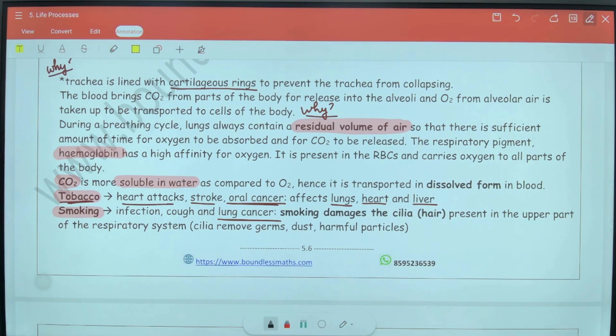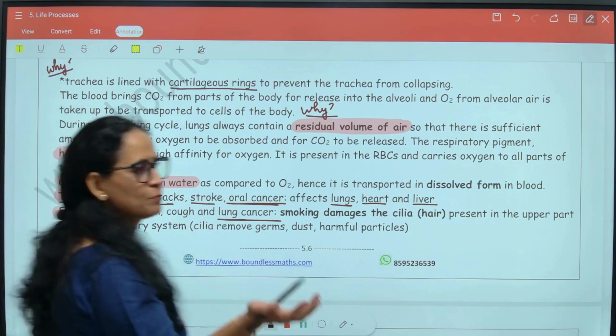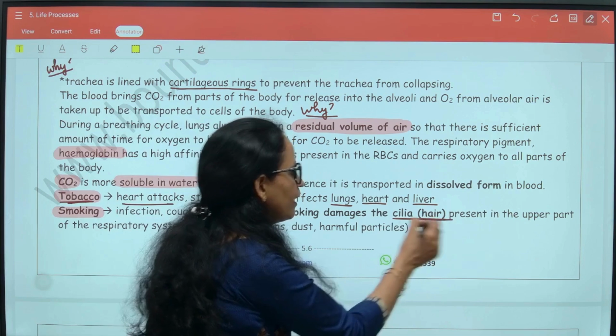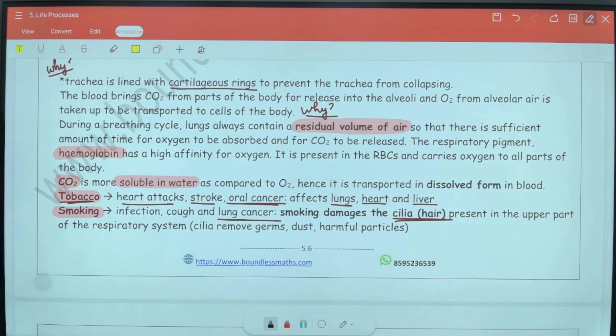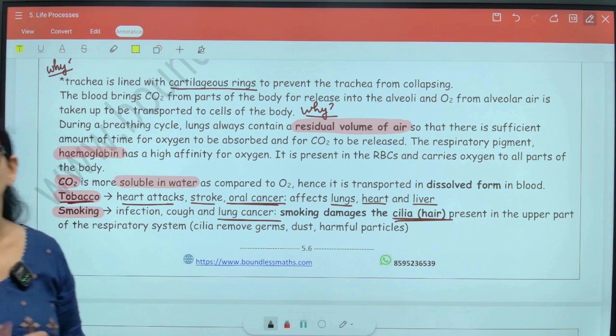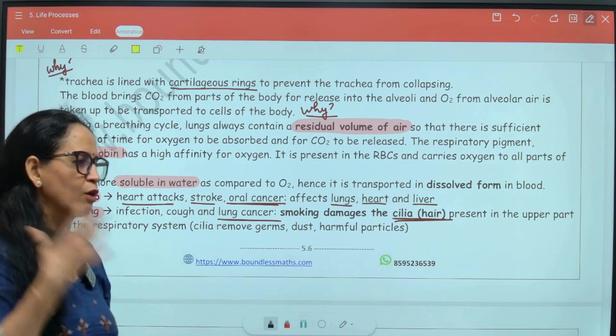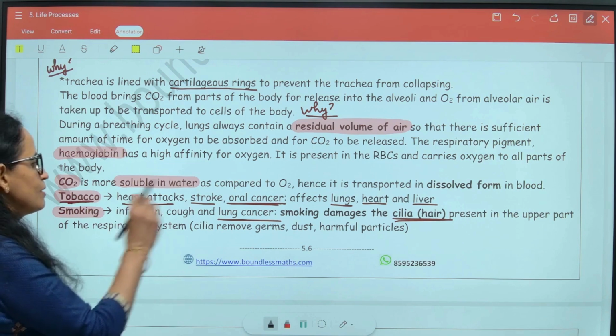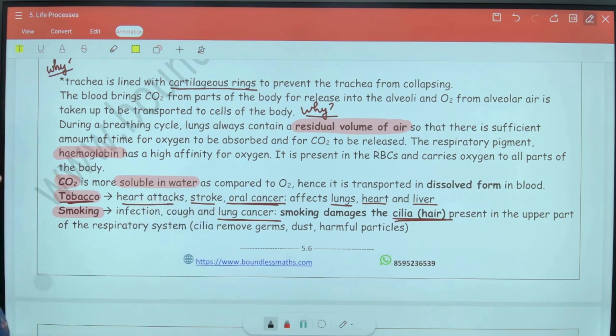Now, smoking damages which part of the respiratory system? Very important question. It damages the cilia, that is the hair present in the upper part of the respiratory system. Cilia are mainly responsible for capturing germs, dust particles or any other harmful particles that are trying to enter along with the air. When these cilia get damaged because of smoking, these germs, dust particles and harmful particles enter our respiratory tract and they can even cause lung cancer.